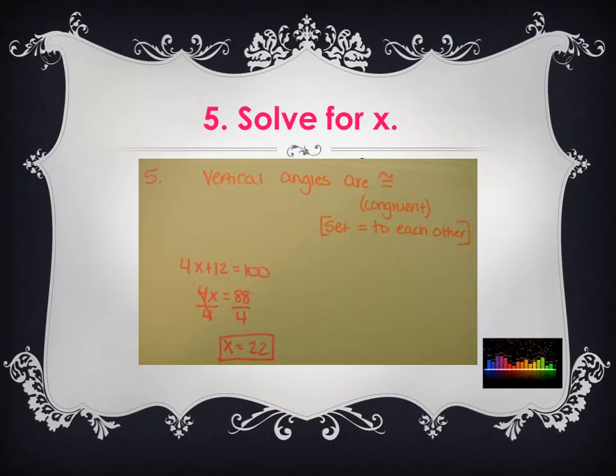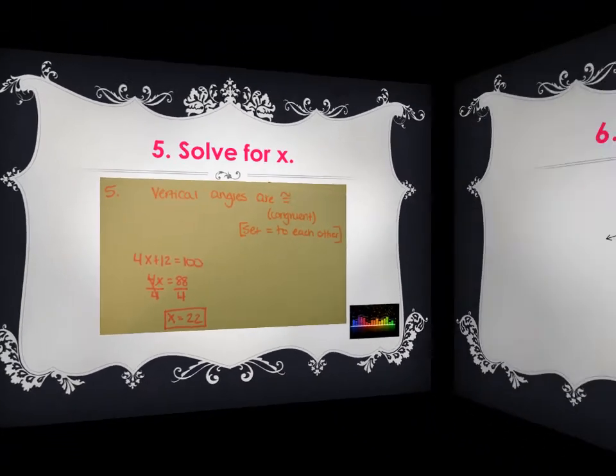In this picture, you are given two lines that intersect, and also an angle on top and an angle on bottom. We call these vertical angles, and vertical angles are congruent. To solve two angles that are congruent, we can set them equal to each other, giving us 4x plus 12 equals 100. Subtract 12 on both sides, and you are left with 4x equals 88. Divide by 4 on both sides, giving you x equals 22.